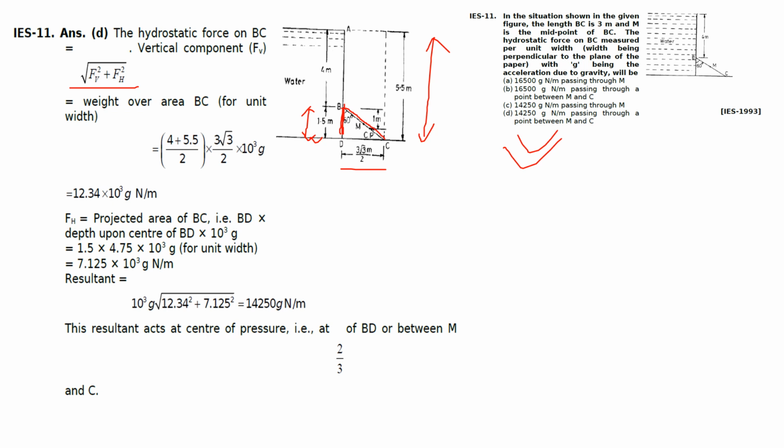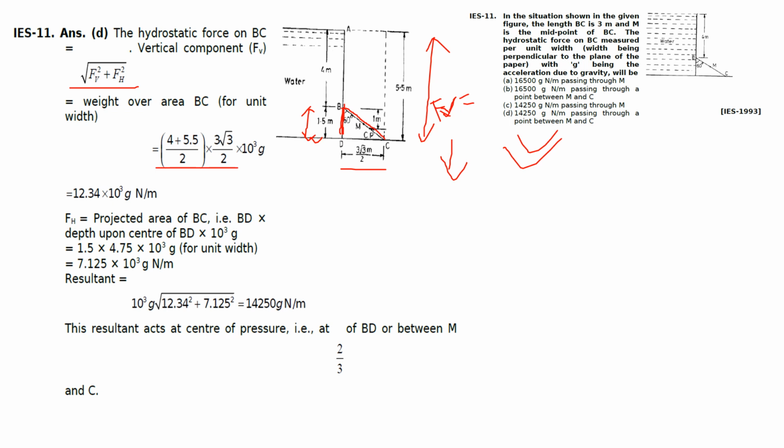So we have to calculate both the forces, horizontal and vertical, then only we can get the net force. First we calculate the vertical force. Vertical force is nothing but the weight of the fluid, and horizontal force is nothing but the hydrostatic force. So the weight is nothing but rho g V.